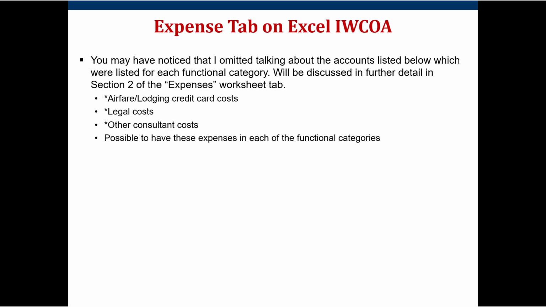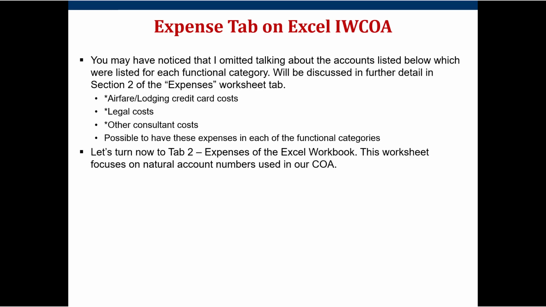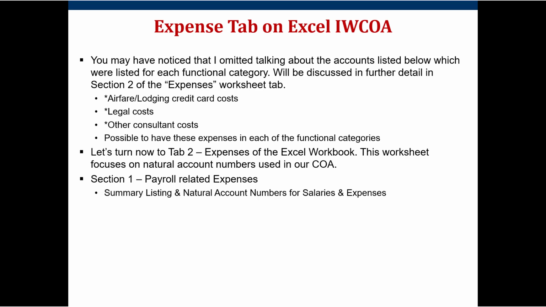I'd like to turn your attention now to the Expenses tab on the Excel workbook. This worksheet focuses on the natural account numbers used in our chart of accounts. Section 1 is a listing of the natural account numbers for our salaries and expenses section. Natural account numbers for the salary and expense accounts are from 5010 through 5039.